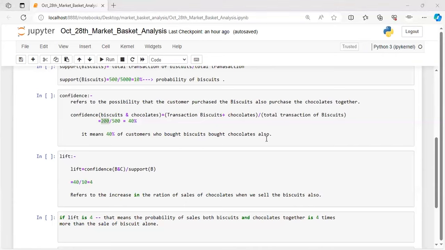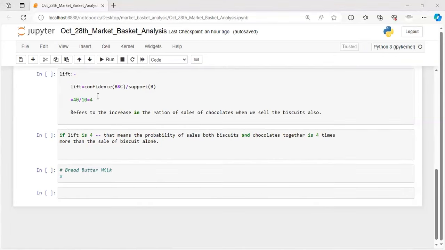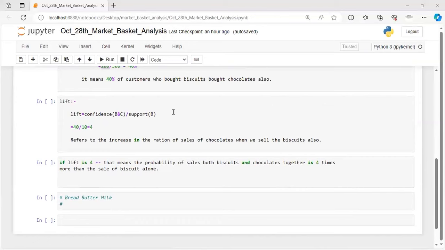Sir, I have a doubt in the lift value. Okay, yes, good. Tell me what is the doubt. The lift value has come out as 4. So yes, lift is basically telling the probability of biscuit and chocolate occurring together with respect to the total transaction. Okay, yes.